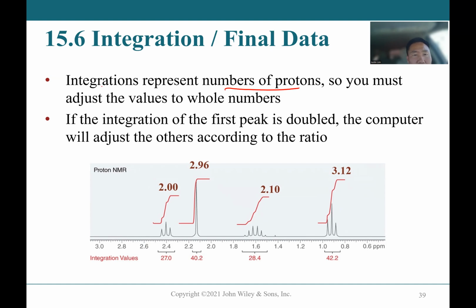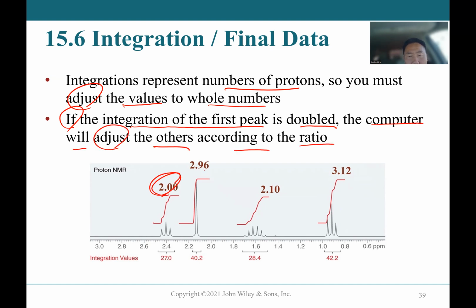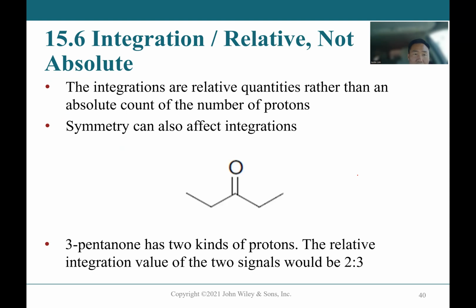So you must adjust the values to whole numbers. So if the integration of the first peak is double, 1 to 2, the computer will adjust the others according to the ratio: 2, 2.96, 2.1, and 3.12. The integrations are relative quantities rather than absolute counts of the number of protons.